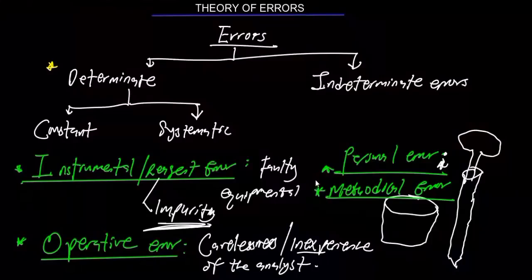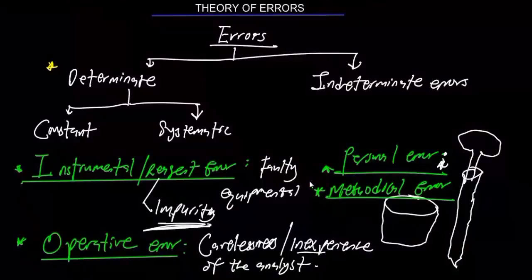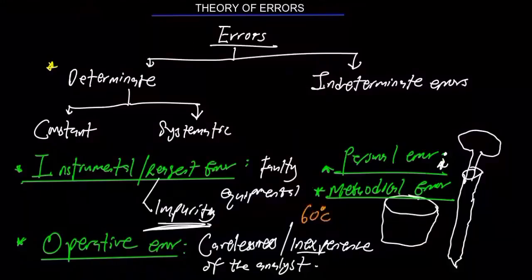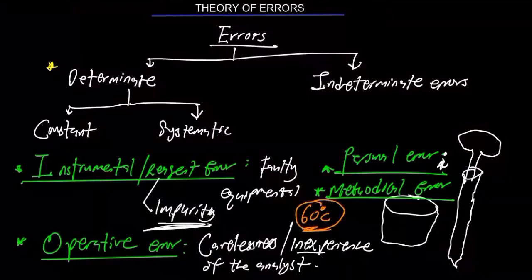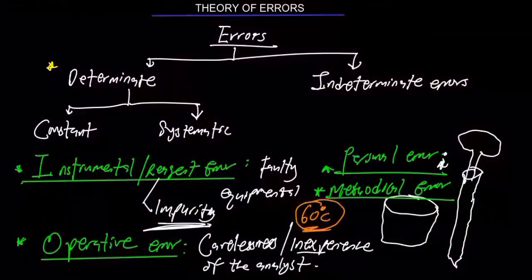Let me give you an example of methodical error. For example, if a chemical reaction is to be carried out at a specific temperature, let me say 60 degrees Celsius, and you are now using a method that cannot maintain this temperature, what happens? This will constantly affect your result. So therefore, you have to change the method you are using entirely to fit in with this temperature.